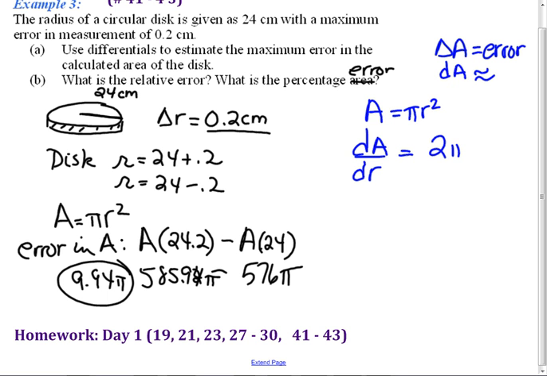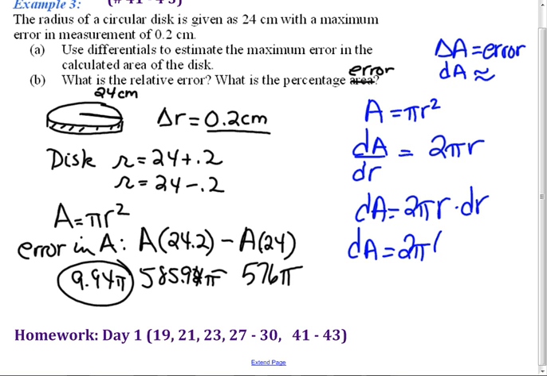What's the derivative of that? 2 pi r. Does anybody recognize that? You need to recognize that formula. That's the circumference. They've had problems on the exam when they show something as the circumference when they talked about area. So you have to recognize that that's circumference. But we're going to leave it that way. So what's dA, which is 2 pi r times dr? Well, what's the radius on a perfect disk? It's 24, right? What's the error in the radius? 0.2.